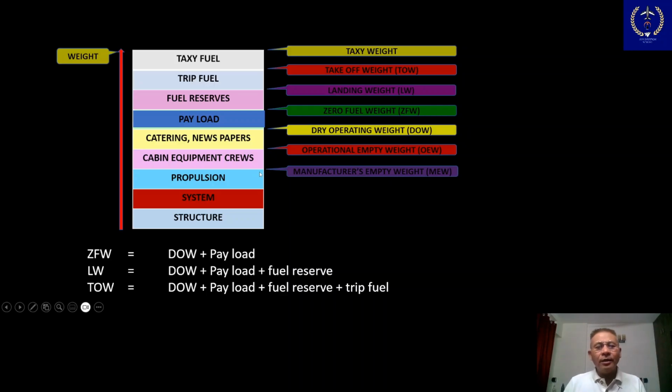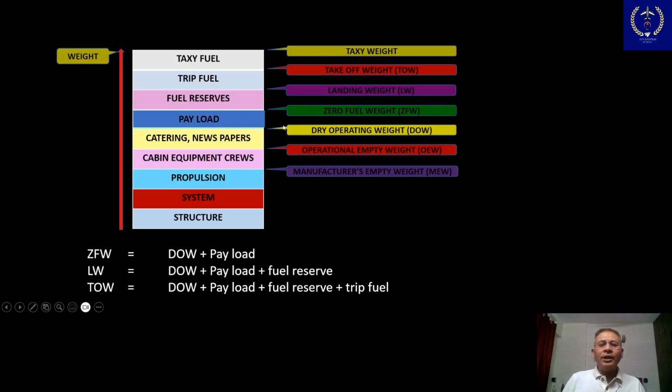So in that, if we add the weight of the cabin equipment and the weight of the crew, then we get the operational empty weight. In this operational empty weight, in an airliner, you will have some element of catering or newspapers or any other things which are required to fly the aircraft. After you add that, the total weight of the aircraft becomes the dry operating weight. With this, apart from the payload and the fuel, the aircraft is ready to fly.